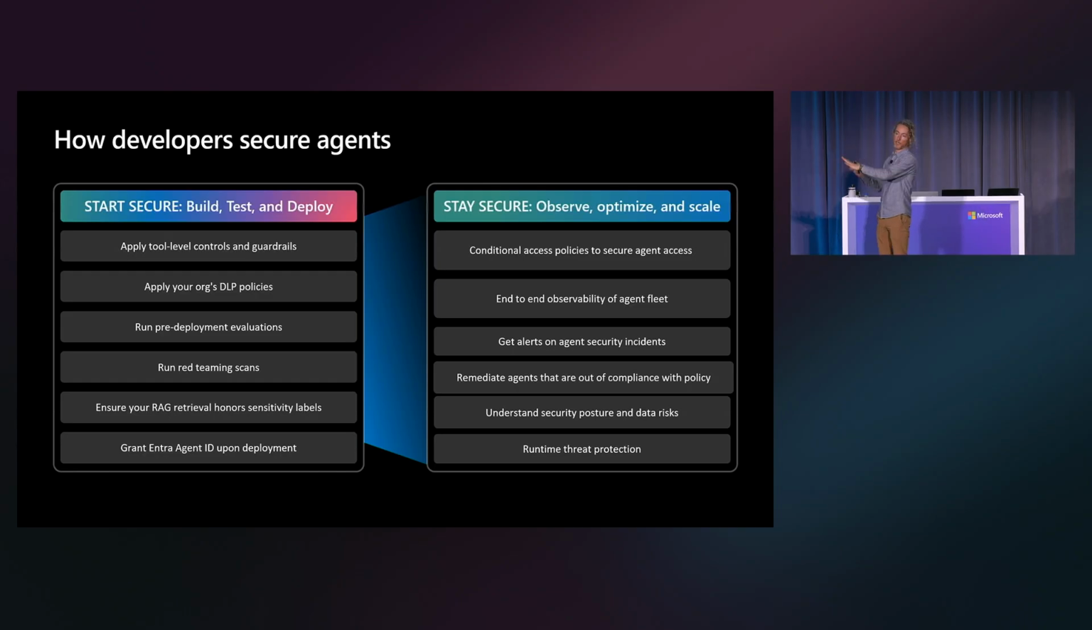So I'm going to touch on these two components as I live demo. I'm going to start by highlighting 3 new things that developers can do to enhance the trustworthiness of their agents before they're ever in use. So we'll start with the start secure. And then I'm going to show you the new control plane surface and a lot of the post-deployment things that developers can do to stay secure.